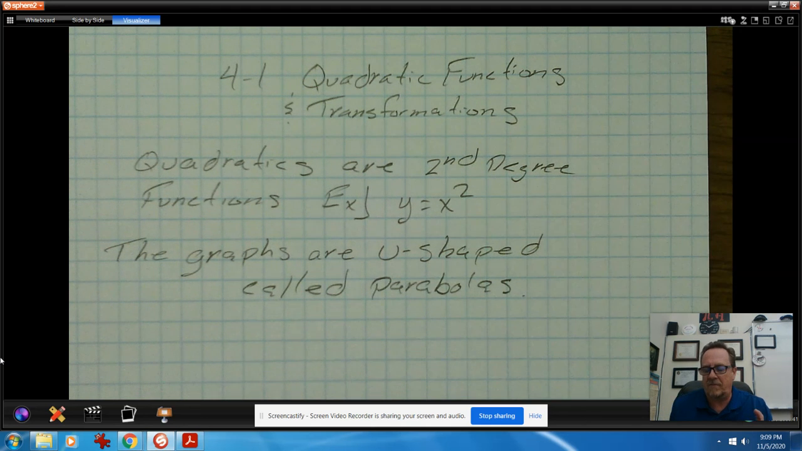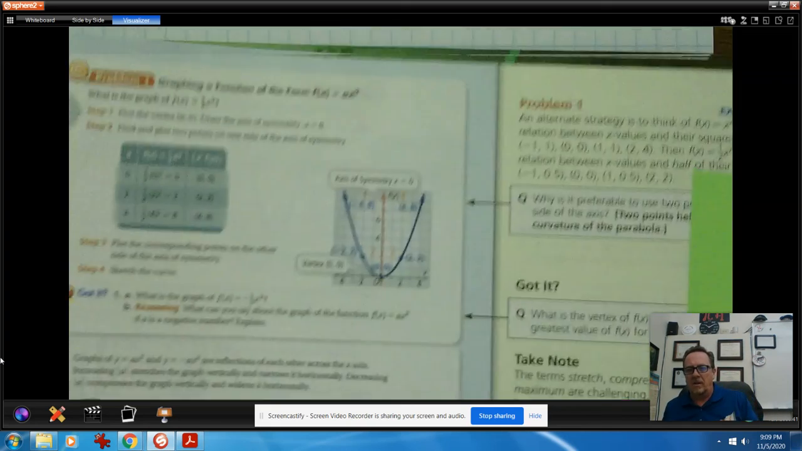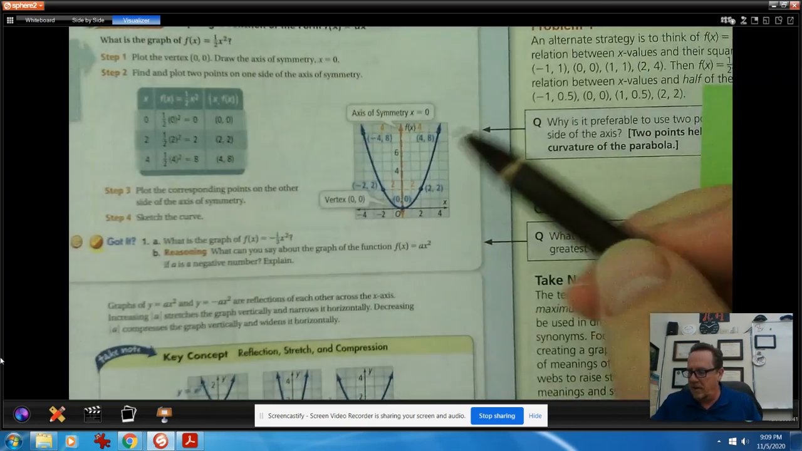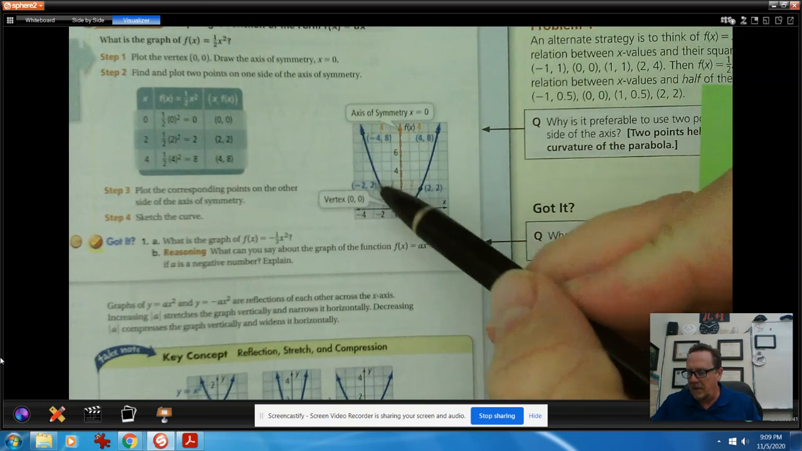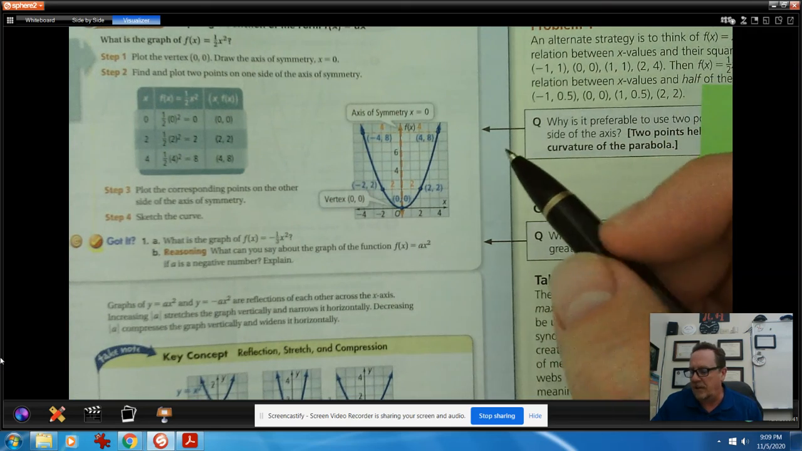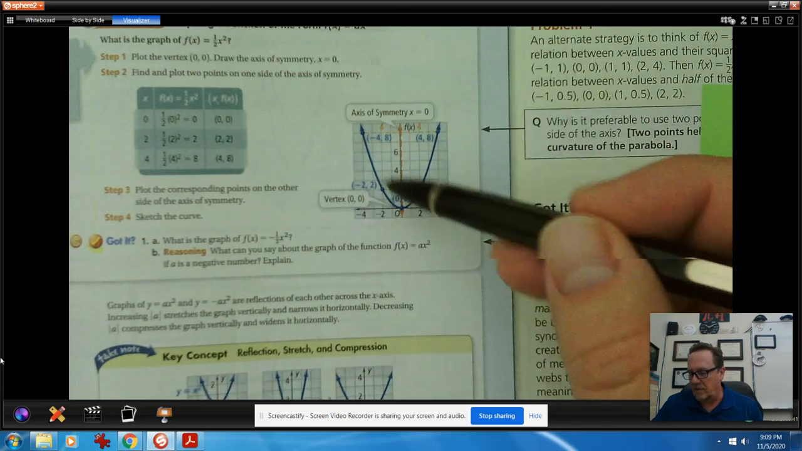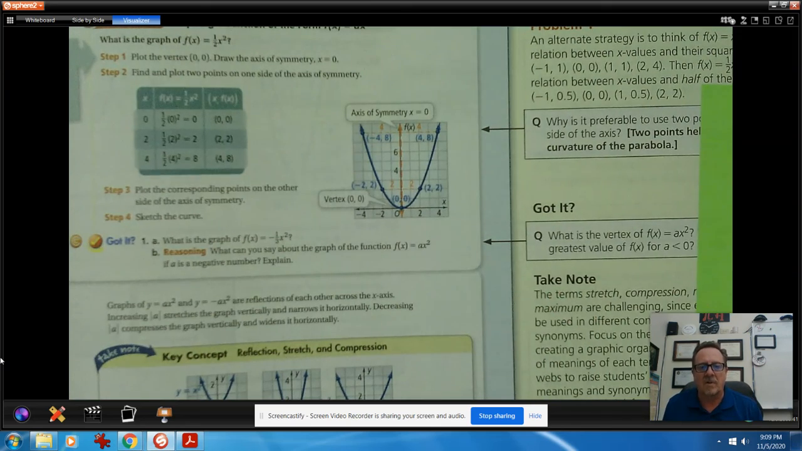But the graphs of quadratics are going to be U-shaped, and we call that particular shape a parabola. So the graphs of quadratics are U-shaped things, which we call parabolas. There's a picture of one right here. This is a parabola, and that's the shape you get when you graph a function that is quadratic, that has an x squared as the key term that we're talking about.